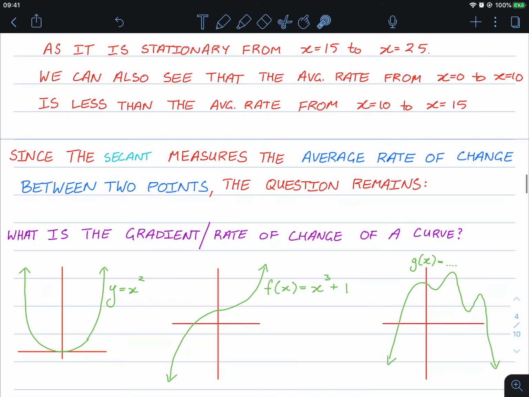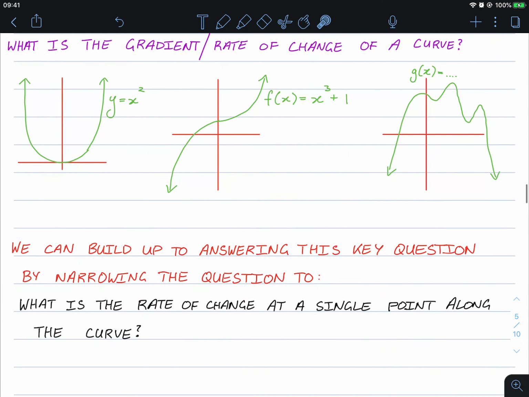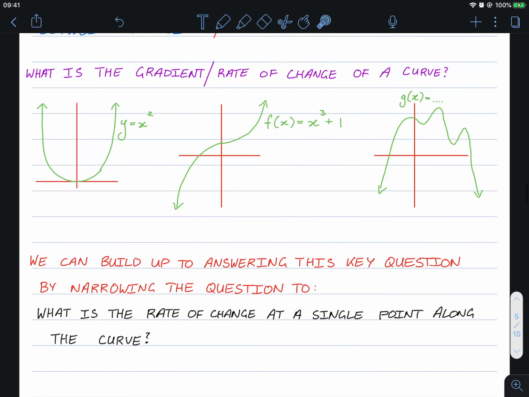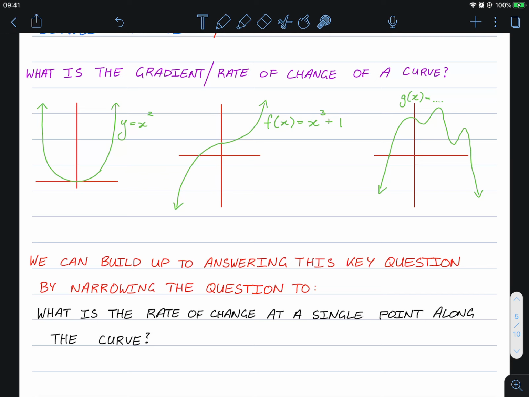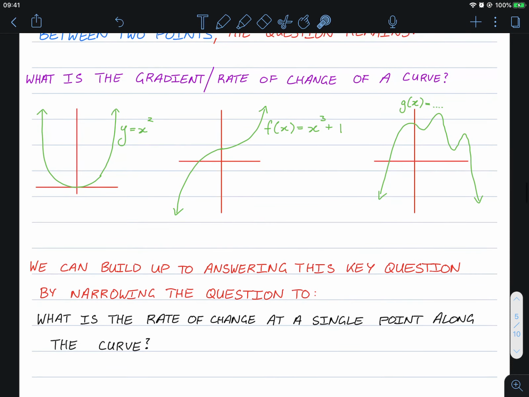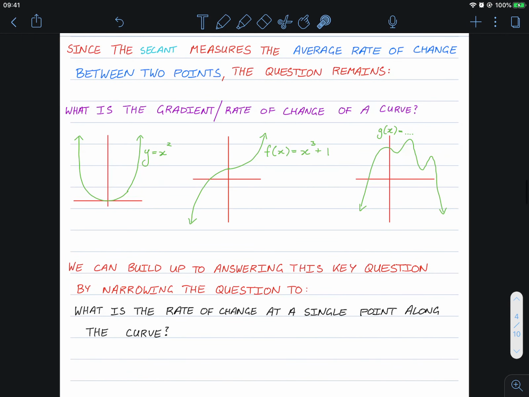Okay, so since the secant measures the average rate between 2 points, the question remains, what is the gradient or the rate of change of a curve? We're going to build up to answering this key question by narrowing the question to what is the rate of change at a single point along the curve, as opposed to between any 2 points. So I'll see you in the next video as we continue to answer these questions.